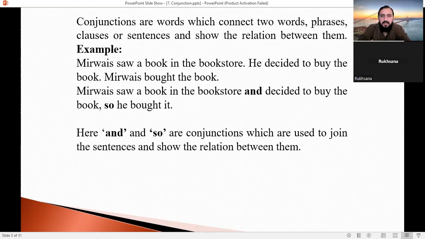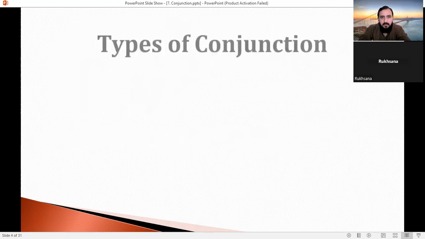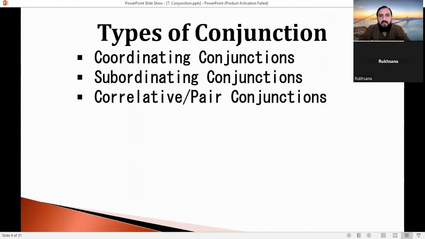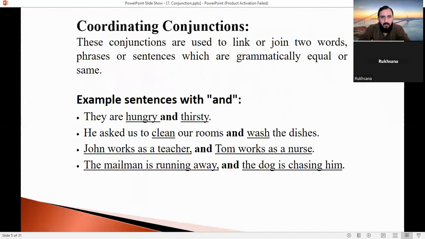Okay, so conjunctions are actually used to combine sentences, clauses, words, or phrases. As you see in the example below, we have used two conjunctions. One is and the other is so. So they have been used to connect these clauses. Okay, there are types of conjunctions: coordinating conjunctions, subordinating conjunctions, and correlative or pair conjunctions.